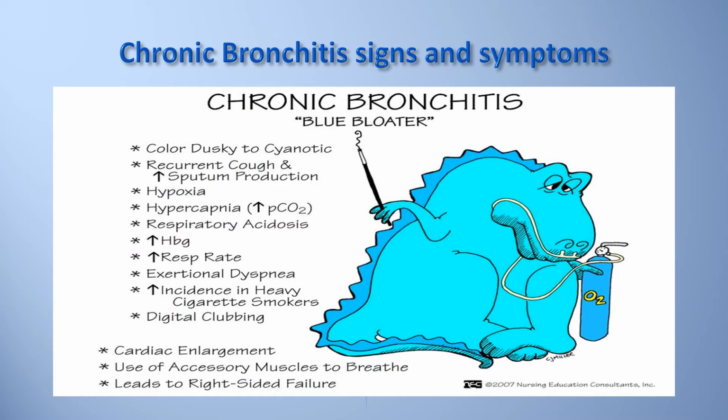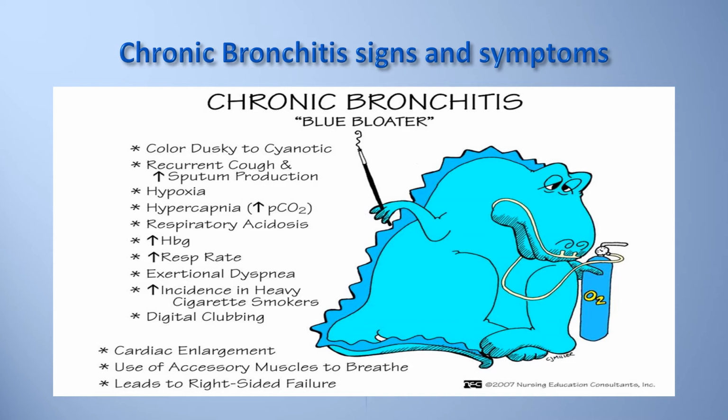Chronic bronchitis signs and symptoms. Chronic bronchitis can usually be recognized as a blue bloater. Blue bloater: cyanotic and a chronic cough. Because the oxygen supply is low, the oxygen goes to your vital organs, which leads to a decrease in the liver and the kidneys getting oxygen, which means their functioning is lowering, which is why you're having swelling.